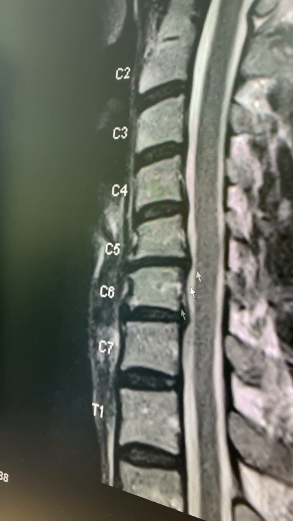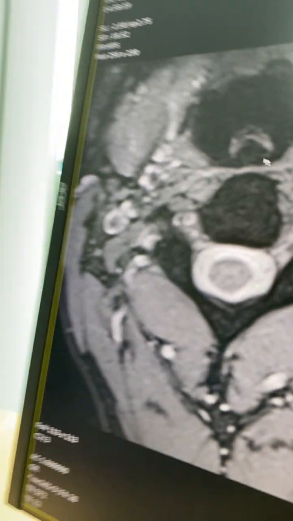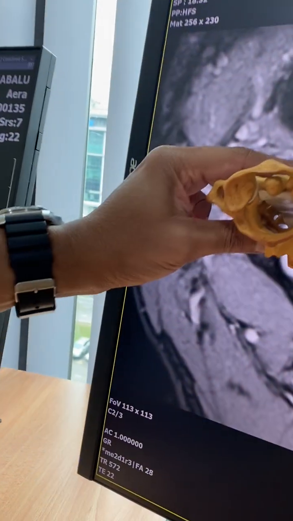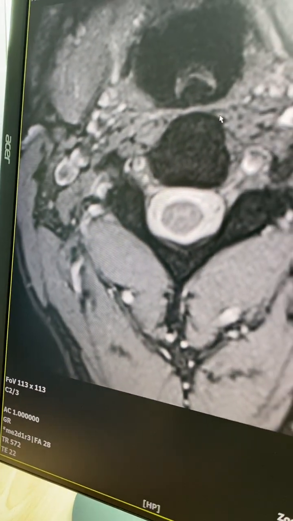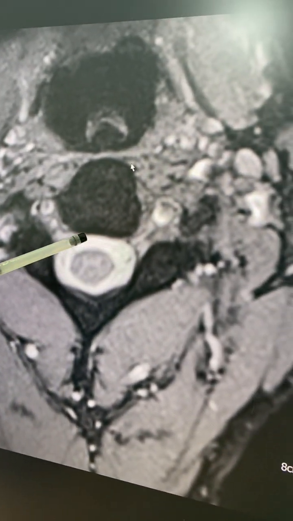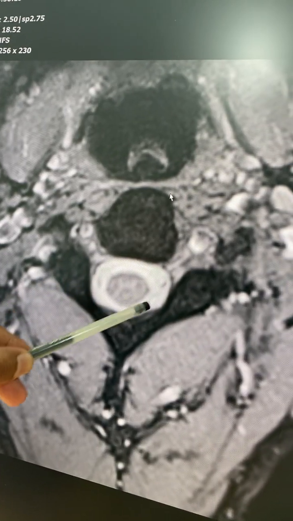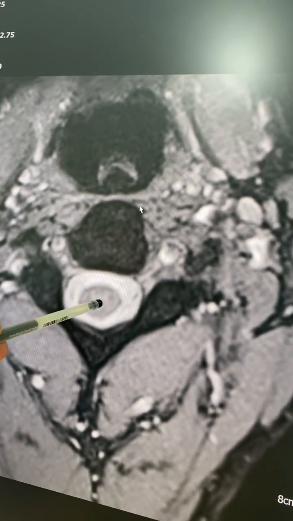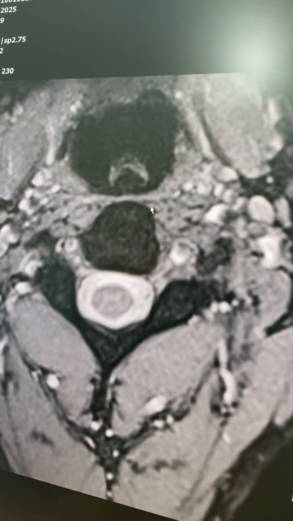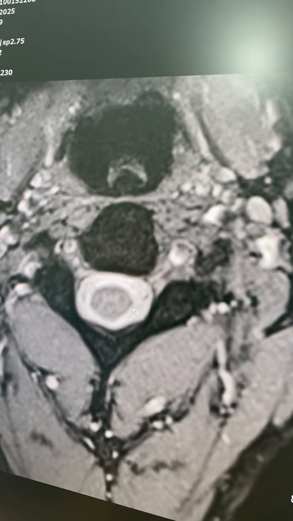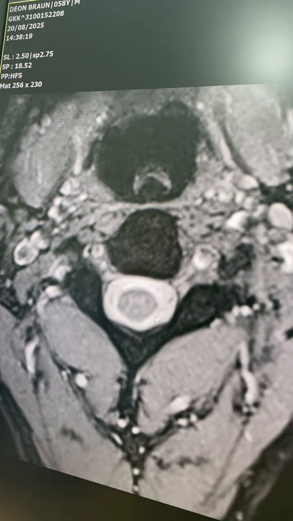So now let's look at the axial view. This is looking at the spinal canal from this view. We want to see how big the space or the path is for the spinal cord to pass through. The wider the area you see, the more spacious it is. That's healthy.